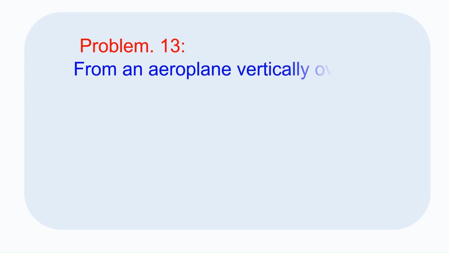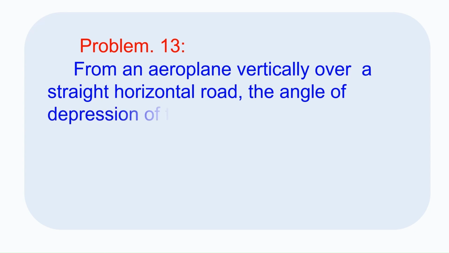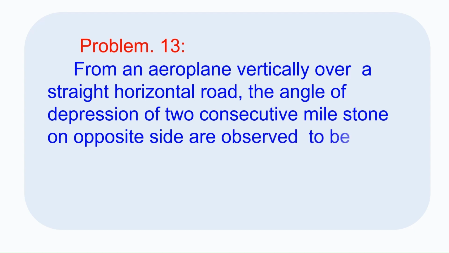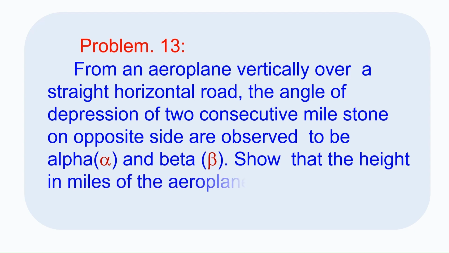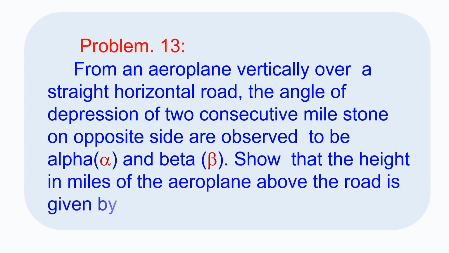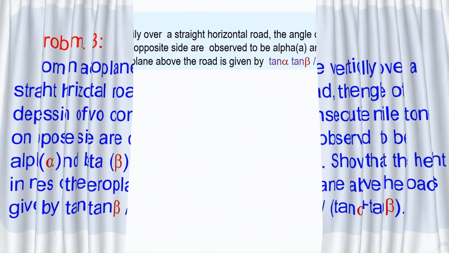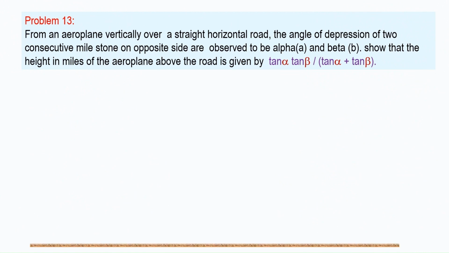Problem number 13. From an aeroplane vertically over a straight horizontal road, the angles of depression of two consecutive milestones on opposite sides are observed to be alpha and beta. Show that the height in miles of the aeroplane above the road is given by tangent of alpha times tangent of beta divided by tangent of alpha plus tangent of beta. Imagine the scenario on the ground, and then convert this picture into simple geometry.